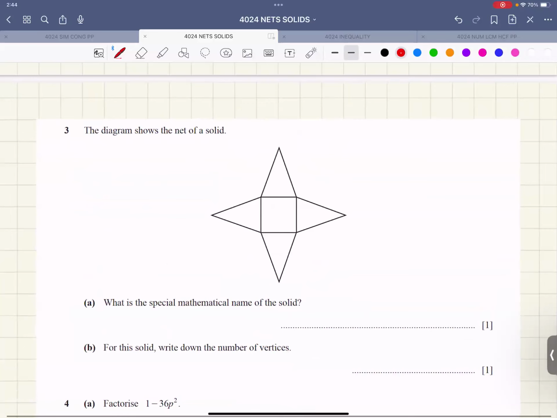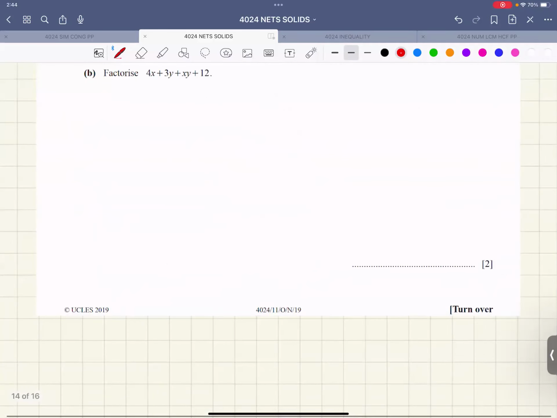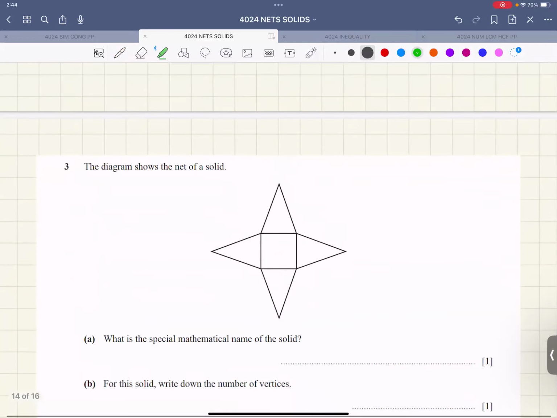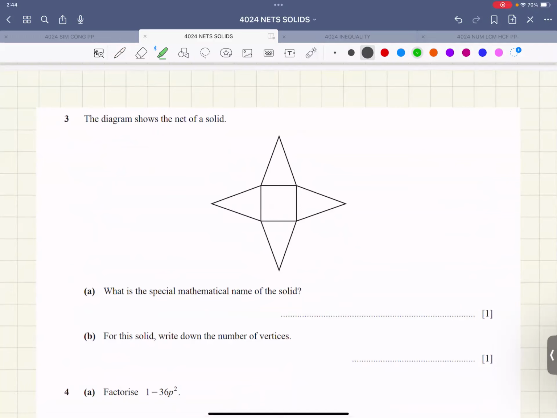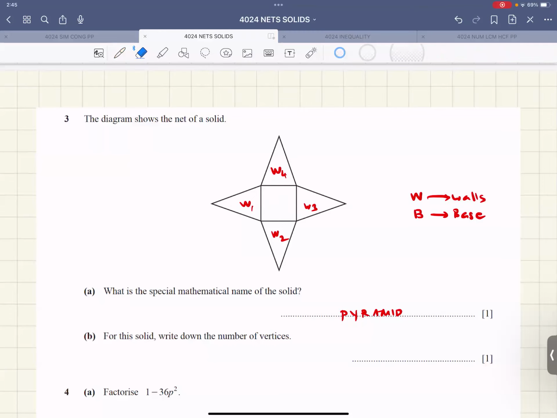Now, let's look at this past paper question. This is a paper 1 question, November 2019, paper 1-1. It says the diagram shows the net of a solid. What is the special name of the solid? The special name is a pyramid. This is the base, and these are the walls: wall 1, wall 2, wall 3, wall 4. So these are the walls of the sides. W stands for the walls, and this B is the base. Let me just write B over here.